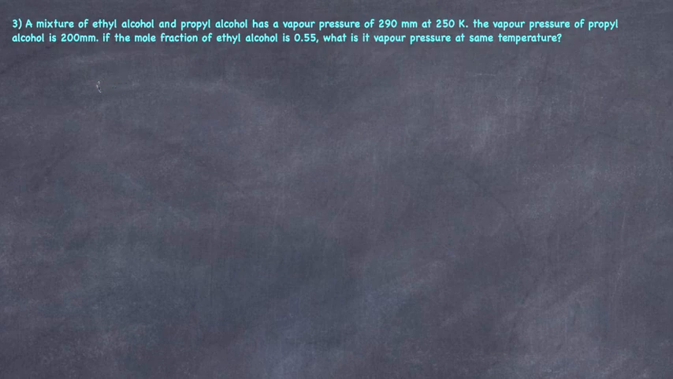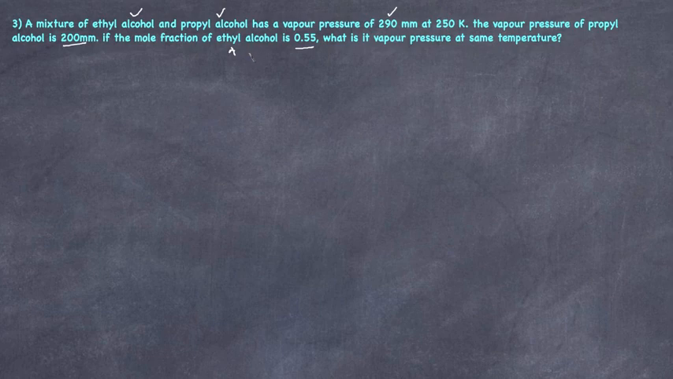So this problem says a mixture of ethyl alcohol and propyl alcohol has a vapor pressure of 290 mm. So a mixture of ethyl and propyl. So total vapor pressure is 290 mm. The vapor pressure of propyl alcohol, which is the pure propyl alcohol vapor pressure, 200 mm. If the mole fraction, so X of ethyl is 0.55, what is the vapor pressure at same temperature? So we need to find the vapor pressure of ethyl alcohol, that means.